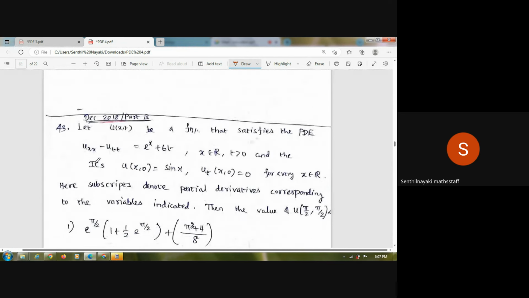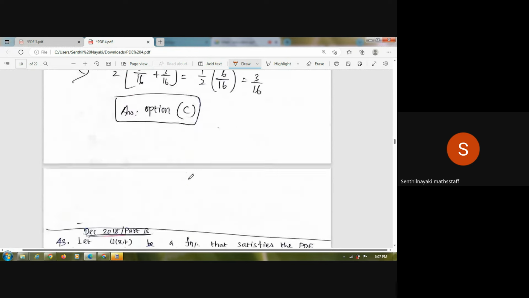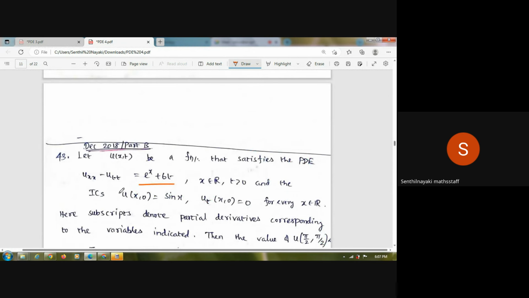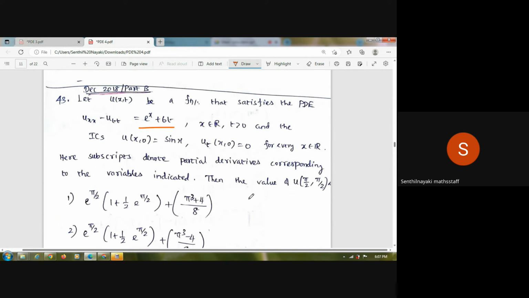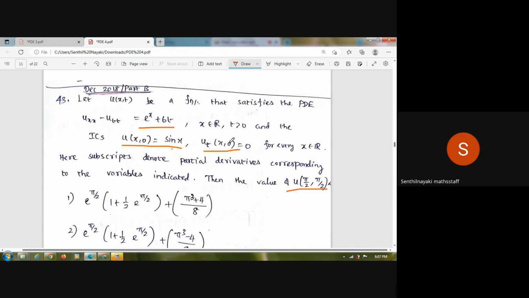Okay, now we will discuss the same wave equation, but in the first equation the right hand side is 0, whereas here the right hand side is not equal to 0. This is called a non-homogeneous wave equation. So here u of x comma 0 equal to sin x, ut is 0. So in this case we have to find out the value of u of pi by 2 comma pi by 2. Here there is no relation for f of x equal to f of x plus 1. There is no relation like this. So this is f of x and this is psi of x.